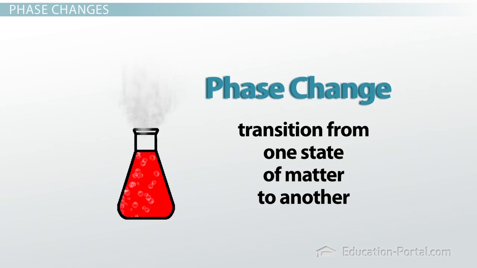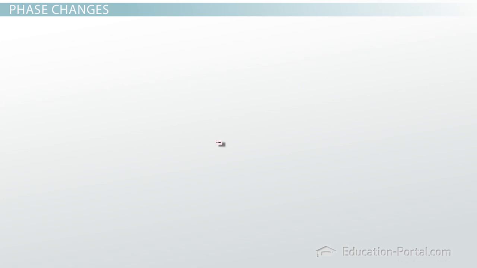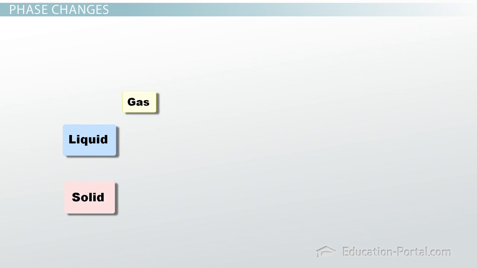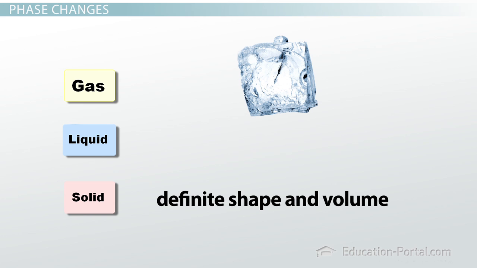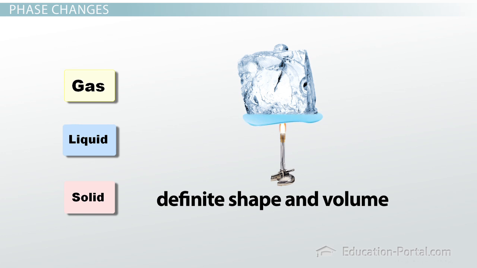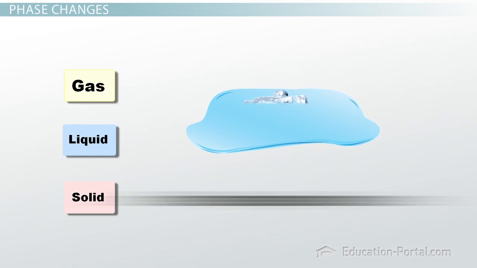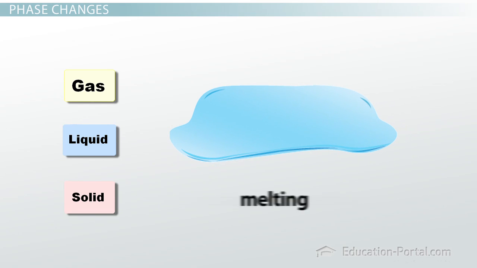You may already know the three common states of matter: solids, liquids, and gases. Solids have a definite shape and volume, meaning that for the most part they keep their shapes and they can't be compressed. If you were to add energy to a substance in the solid state, it would turn into a liquid. This is called melting, and the reverse process is called freezing.